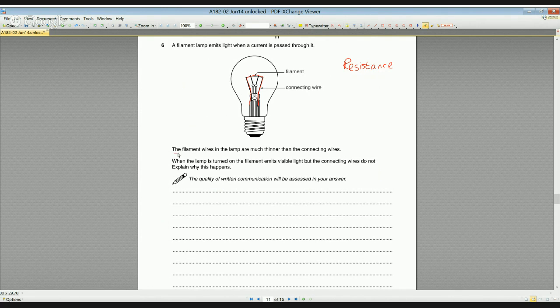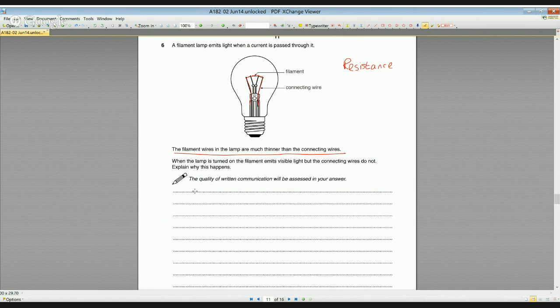The filament wires in the lamp are much thinner than the connecting wires. A thinner wire will be harder for current to get through. Imagine if we want to extend the analogy from the video I was talking about earlier with the students going to school, this is like trying to squeeze lots of students down a very narrow path. It's going to be harder for those students to get through. Fewer students will get along that path each second. So the current would be lower because the resistance is higher in a thin wire.